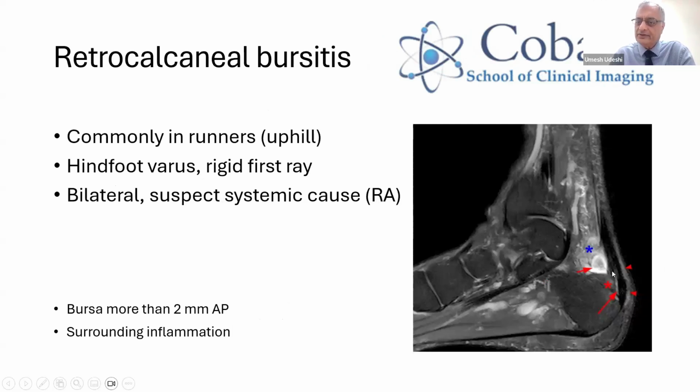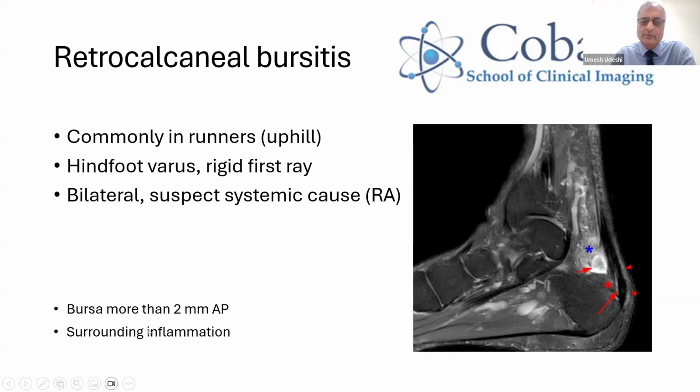The retrocalcaneal bursa should sit here in between the bony calcaneum and the Achilles tendon, just at the insertion. And normal bursa should be no more than 1 millimeter AP diameter. This obviously is much more than 1 millimeter. It's probably 5-6 millimeters here. It's common in uphill runners. It's predisposed to by hindfoot varus deformity or a rigid first ray. If you see it as a bilateral condition, you should suspect a systemic cause such as rheumatoid arthritis.